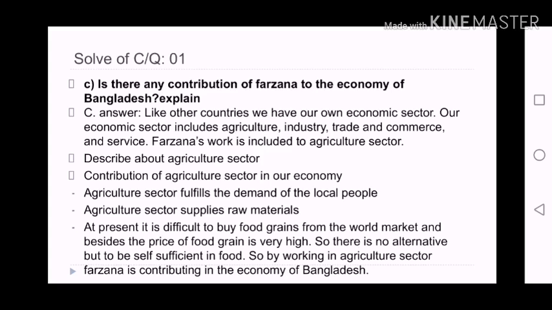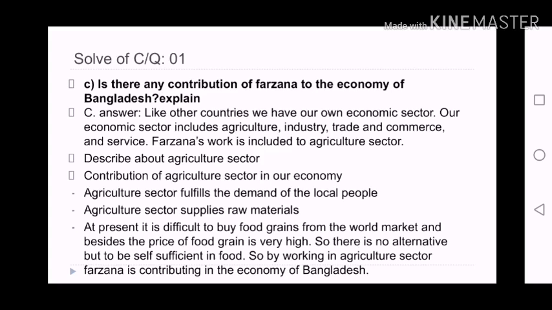question. Then, Farzana's work is included in the agriculture sector, and with this, you are completely giving your teacher the idea that you have understood what the question is asking you for. By saying that Farzana's work is included in the agriculture sector. This is the most important line of your introduction. Then you can start writing by describing the agriculture sector that you will find in your book.